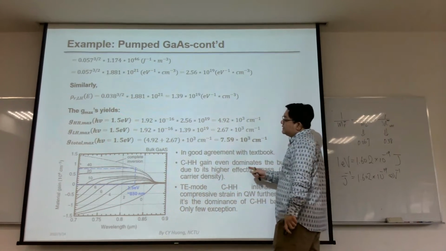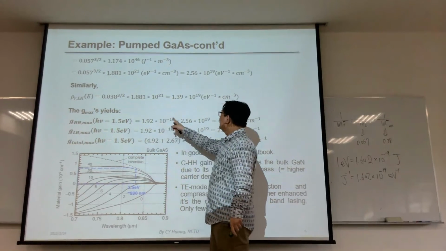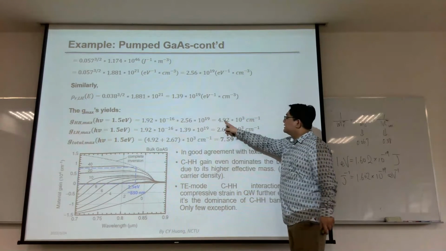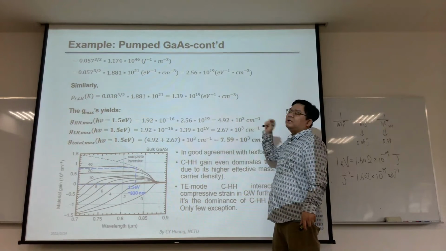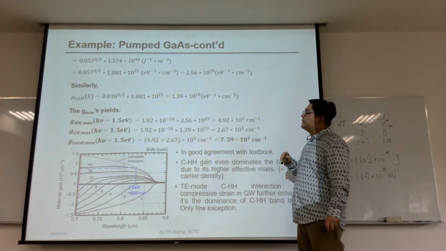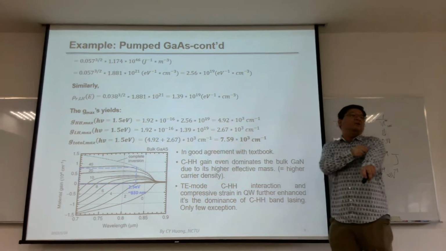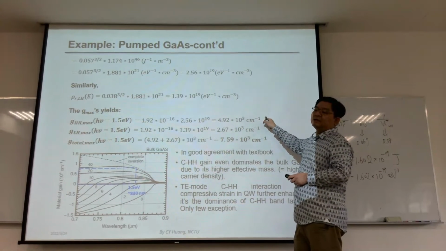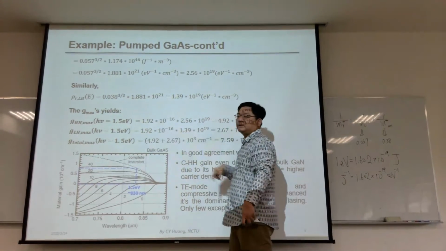Okay, so what's the Gmax for the heavy hole transition? It will be the first constant times 2.56 10e19. Then it is 4.92 times 10e3, so it is 4,920 cm minus 1. Okay, so this is the maximum gain you can get for a conduction band and the heavy hole transition. Similarly, we can do that with the split-off band.